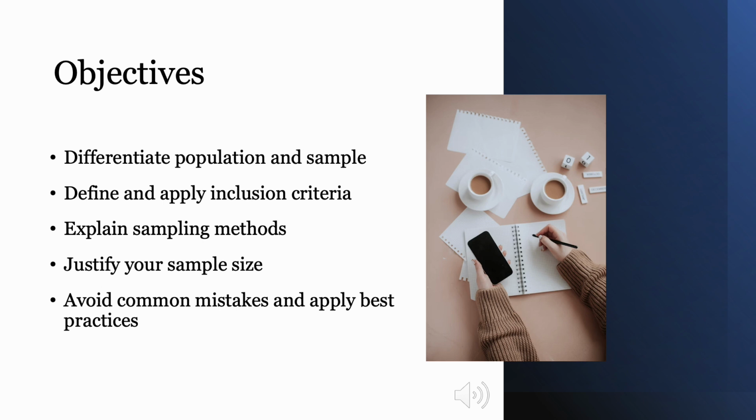First, we will learn how to distinguish between a population and a sample. Then we will discuss how to define and apply inclusion criteria for your study. After that, we will look at sampling methods and how to justify your sample size. And finally, we will end with common mistakes to avoid and some practical tips for success.